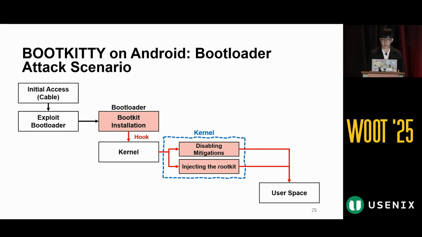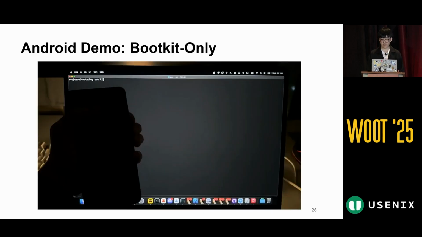In summary, in the Android boot process running from the ROM through the bootloader to the kernel, Bootkitty exploits a bootloader stage vulnerability to gain initial control. It then hooks the kernel to gain full control of the system. Now, let's watch the Android demo. It will focus on Bootkitty's bootkit compromise.